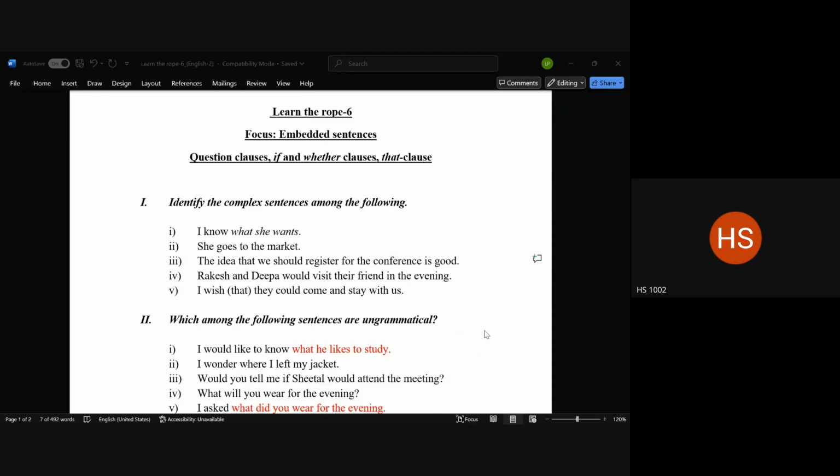Now, instead, if your sentence is the idea that we should register for the conference is good, then the subject here is the idea, not the idea that we should register for the conference.